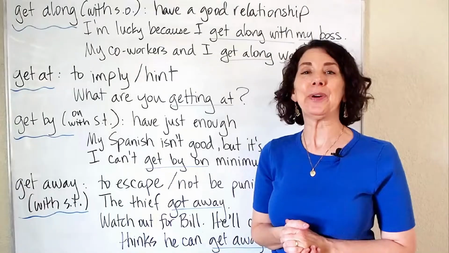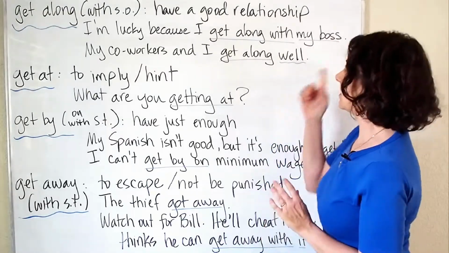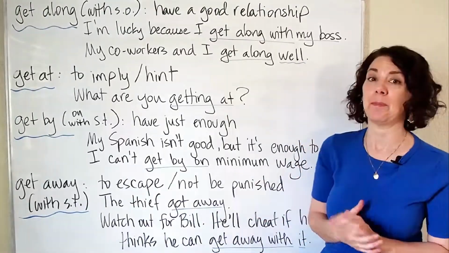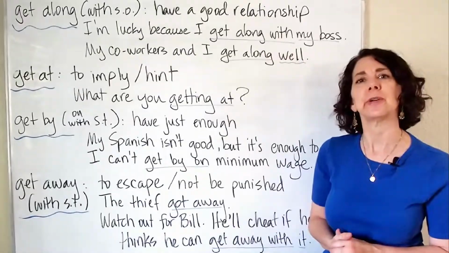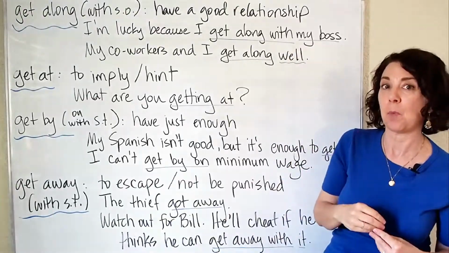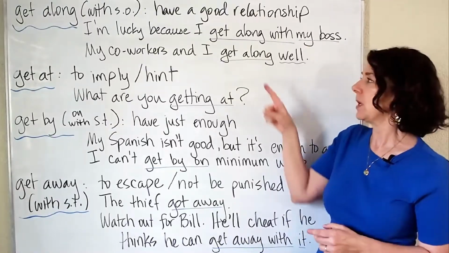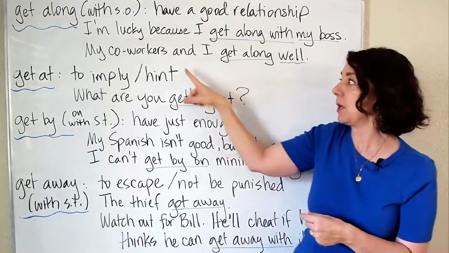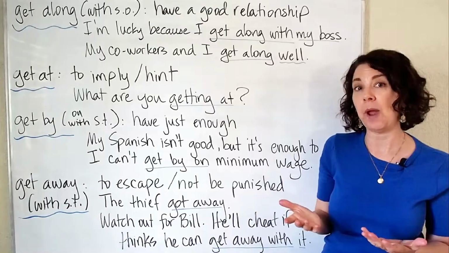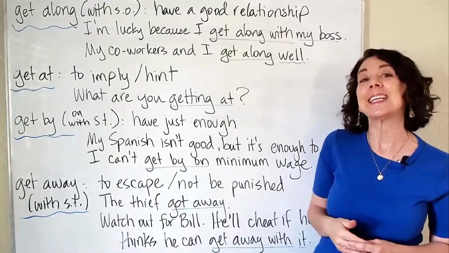Next, we have another super common phrasal verb, to get along or to get along with someone. To get along means to have a good relationship. For example, I'm lucky because I get along with my boss. My boss and I have a good relationship. Notice that get along is the phrasal verb, and then we can get along with someone. Next, my coworkers and I get along well. So here we're not going to say with who because we already know my coworkers and I. But sometimes we will add a word like well to show how we get along. We get along well.